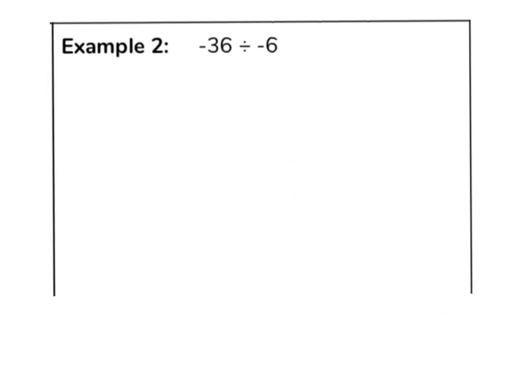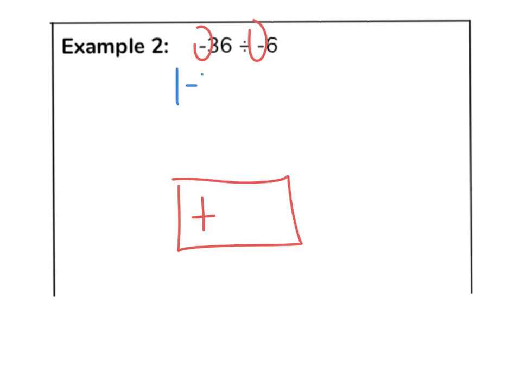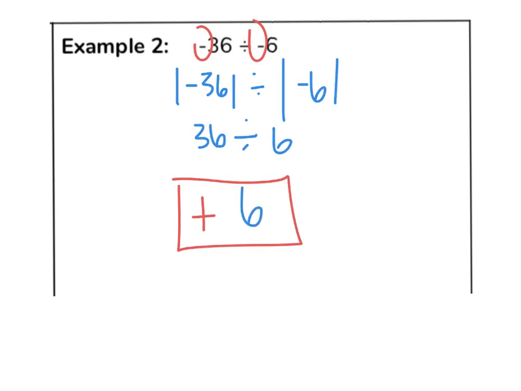Take a look at example 2. Now I have signs that are the same, so my end result is going to be a positive answer. If that helps you, you can always do that to make sure that you're getting the right sign at the end with your answer choice. I'm going to find the absolute value of negative 36, and divide that by the absolute value of negative 6. The absolute value of negative 36 is 36. The absolute value of negative 6 is 6. 36 divided by 6 is 6, and it would be positive.